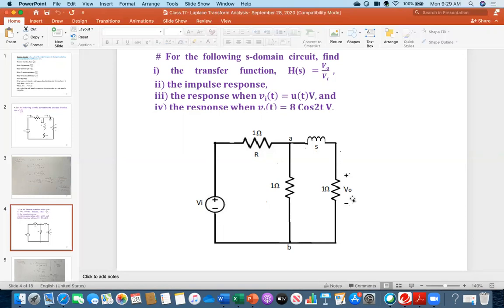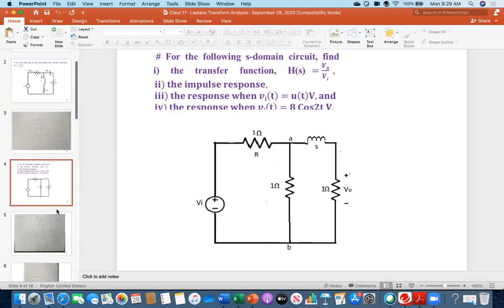Transfer function is V0 over Vi. So therefore, as I told you, if you can find out the current flowing through this branch, then that current multiplied by 1 will be your V0. So therefore, your target is to find out this current. Therefore, let's have a look.